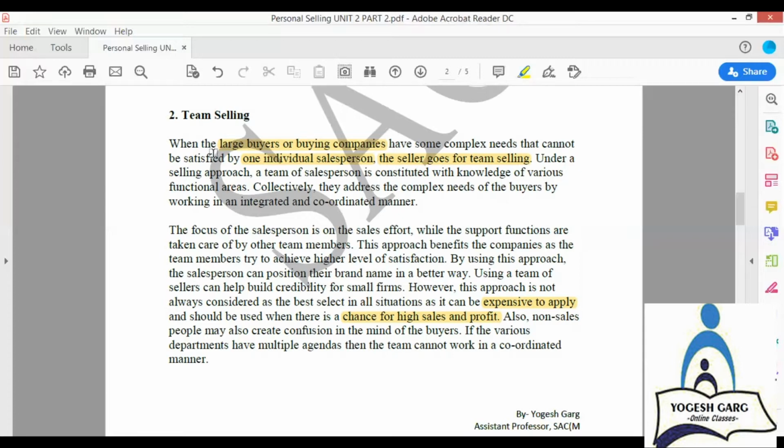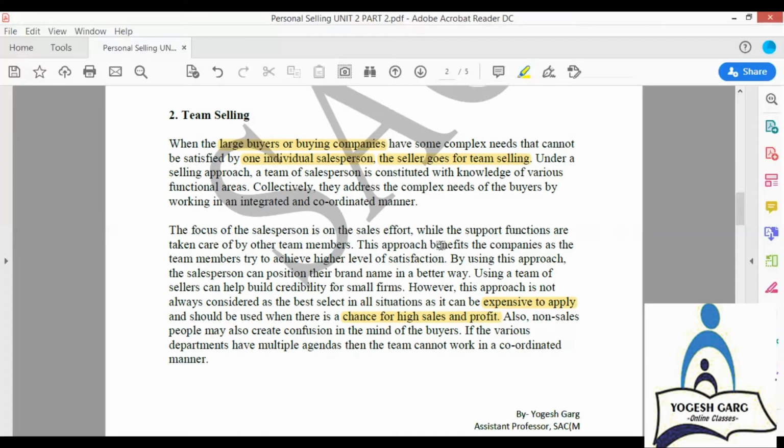So you can see, when large buyers or buying companies have complex needs that cannot be satisfied by one individual salesperson, the seller goes for team selling. It is also written here: a team of salespersons is constituted with knowledge of various functional areas. Everyone has their own functions, so we coordinate and integrate as one team. The focus of the salesperson is on the sales effort, while other support functions are taken care of by the other members.